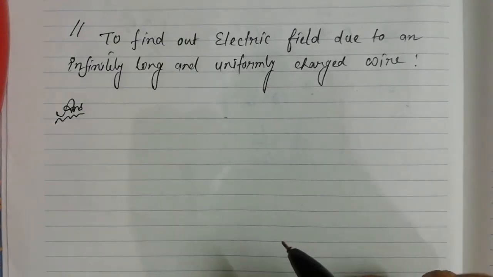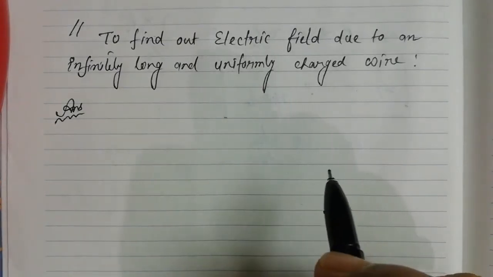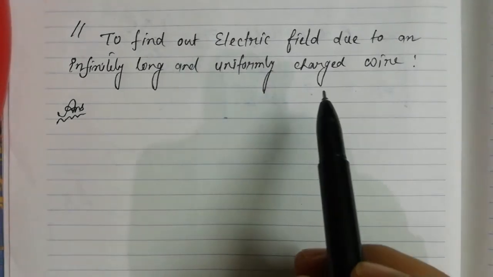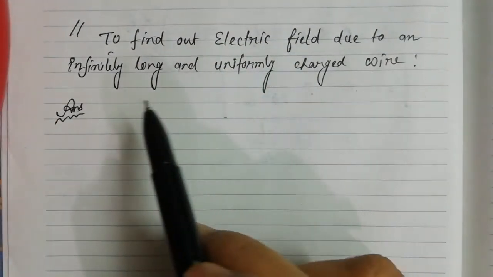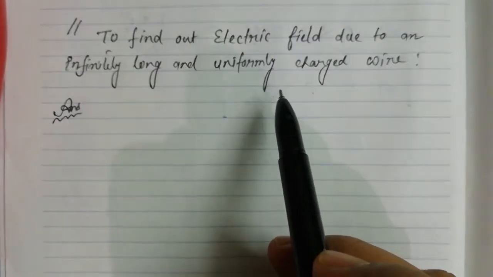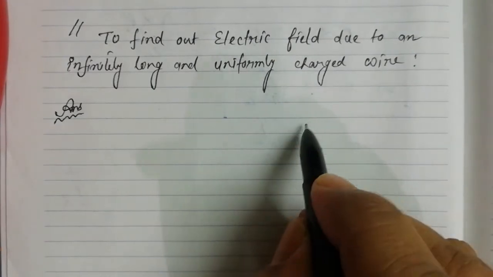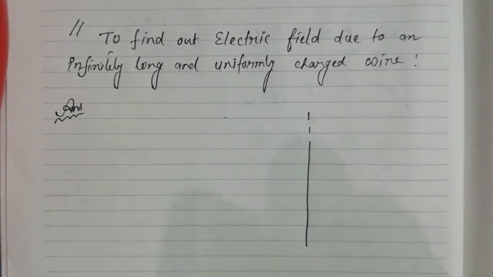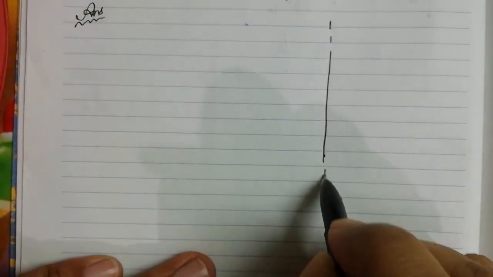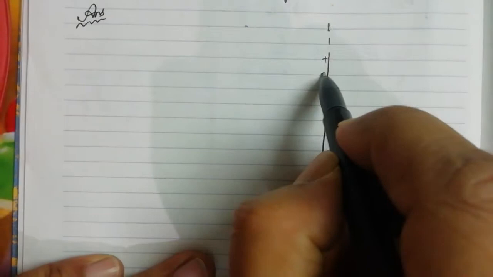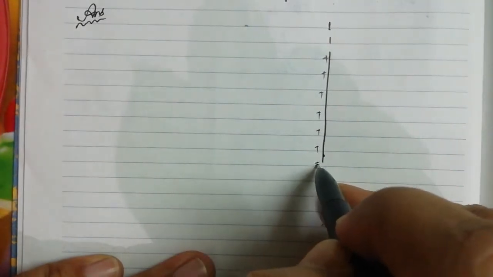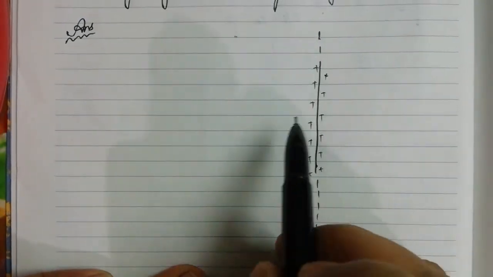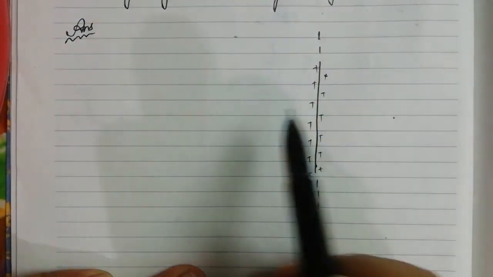Today we're going to discuss the application of Gauss's theorem, and this application is nothing but how to find out the electrostatic field due to an infinitely long and uniformly charged wire. Okay, so let us assume a wire which is uniformly charged. So we need to find out the electrostatic field at any point on this side or this side.